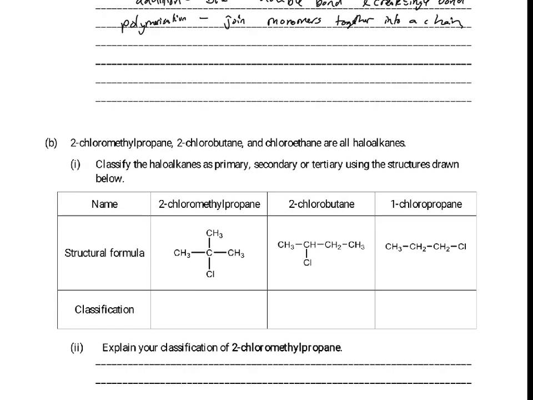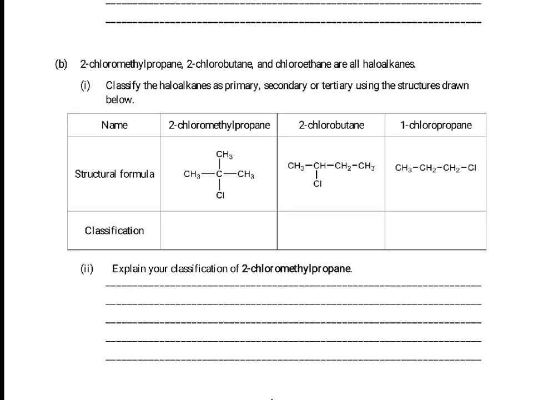Alright, on to part B. Classify the haloalkanes as primary, secondary, or tertiary using the structures drawn below. So the way you work it out is you find your haloalkane, which is the chlorine, and you look at the carbon that it's attached to, and you count how many carbons that's attached to. So this one here is attached to 1, 2, 3 carbons, therefore it is tertiary. If you look at the carbon that the chlorine is attached to, it's attached to 1, 2, it's secondary. If you look at the carbon that the chlorine is attached to, it's attached to 1, it's a primary. So that's your reason. The carbon that Cl is bonded to, it's bonded to 3 other carbons.